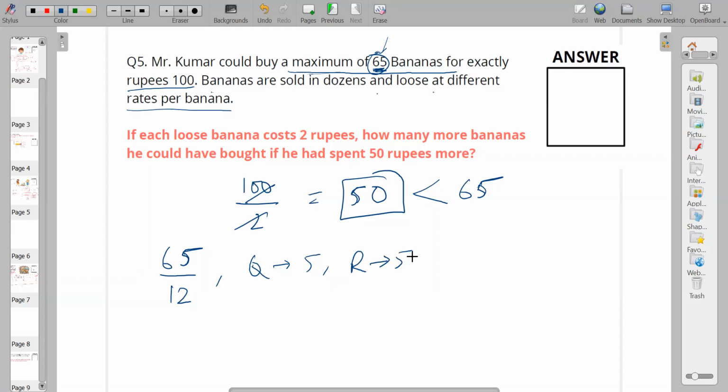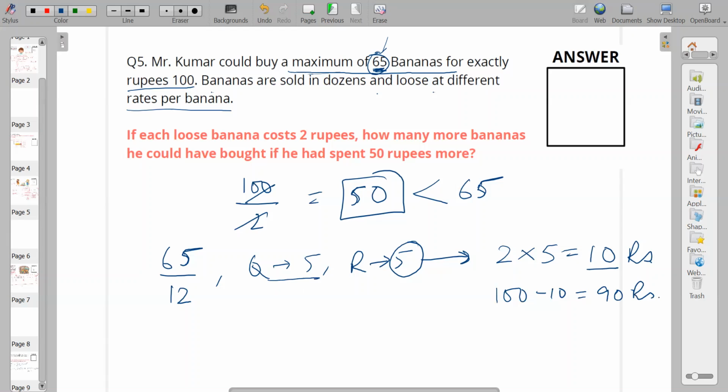Right? Now, this remainder of 5, he bought it loose because he cannot buy it by the dozen, correct? Yes, sir. For that he spent 2 into 5, equal to 10. Sorry, 2 into 5 is 10 rupees, correct? Yeah. Which means the remaining amount is 100 minus 10 rupees, that's 90 rupees. And in that he bought 5 dozens, right? So 90 divided by 5 gives him 18 rupees a dozen.